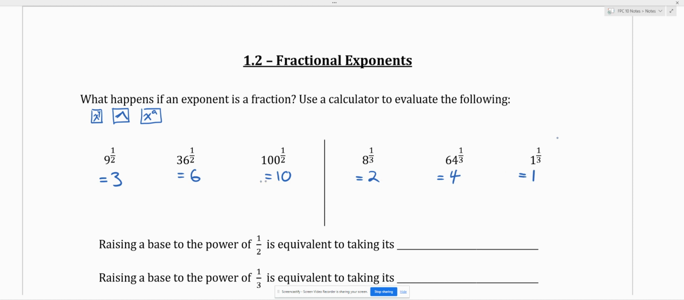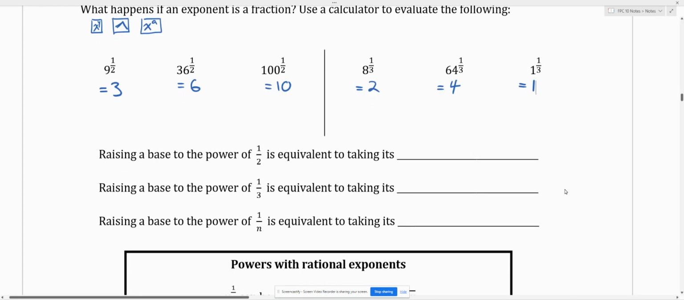Now, what do we notice looking at these? These should stand out to you a little bit because 9, 36, and 100 are all perfect squares. And if I were to take their square roots, or find what number times itself results in 9, 36, and 100, you'd get 3, 6, and 10. And here's some perfect cubes, 8, 64, 1, and I'm getting their cube root, 2, 4, and 1. So this is exactly the same thing as taking square roots and cube roots. So raising a base to the power of 1/2 is the exact same as taking a square root.